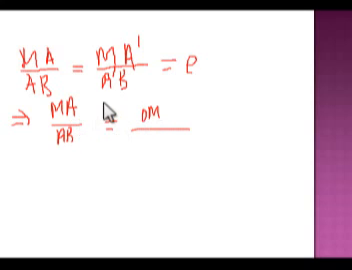Just reducing the time, you can look at the figure. It is OM plus OA prime. And A prime B will be OB plus OA prime.